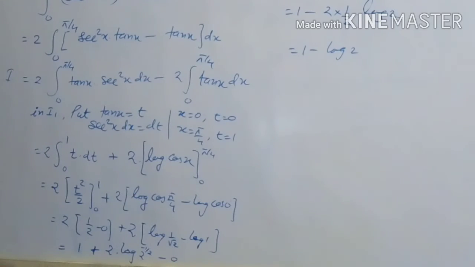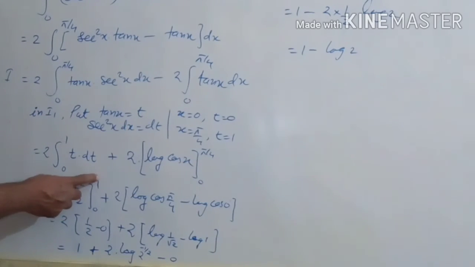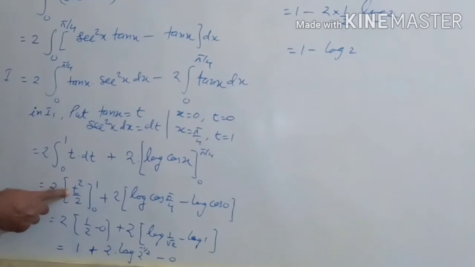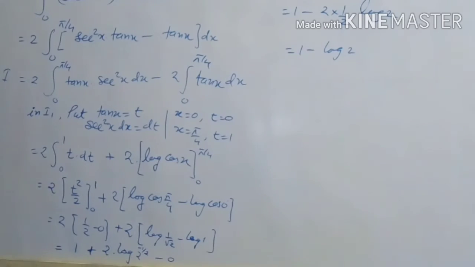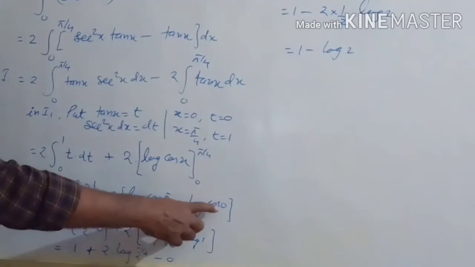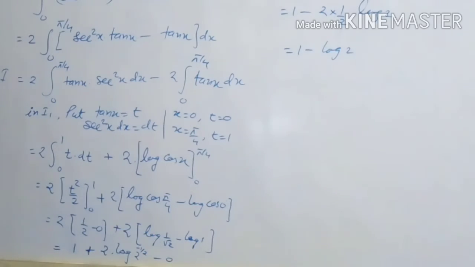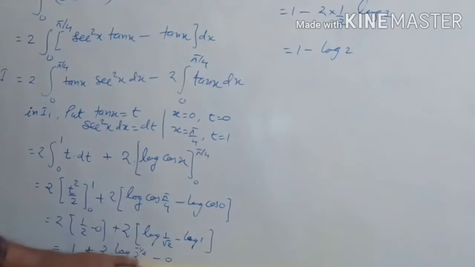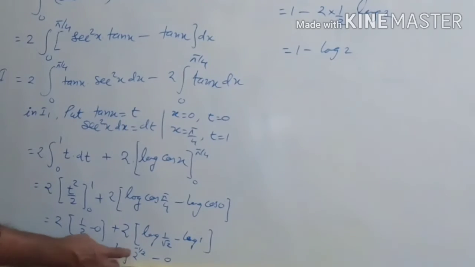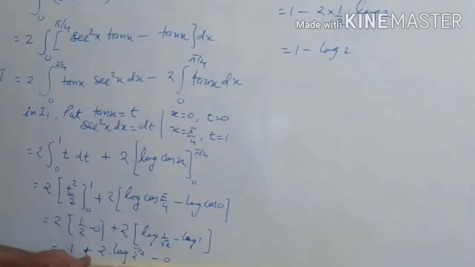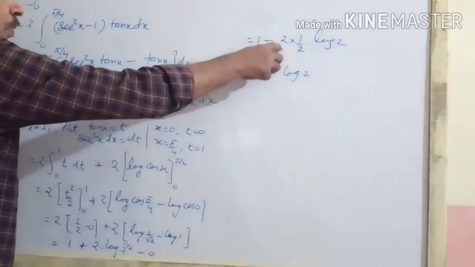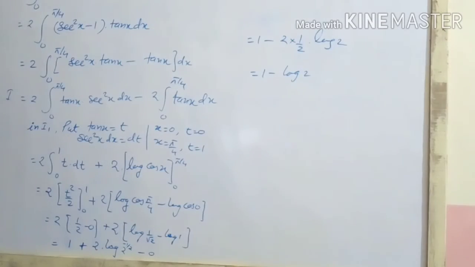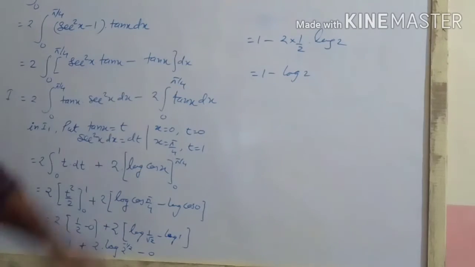0. Here if you write upper limit minus lower limit, in place of t write 1, so 1 by 2 minus 0, and 2 and 2 cancel out, only 1 remaining here. Cos 45 is 1 by root 2, and cos 0 is 1, and log 1 is 0. 1 by root 2 means 2 to the power minus 1 by 2, so this power minus 1 by 2 comes here, so it will be plus minus minus. So see, there is 1 and minus 2 into this power 1 by 2 and log 2, so 2 and 2 cancel out, only 1 minus log 2 remaining. This is our RHS.